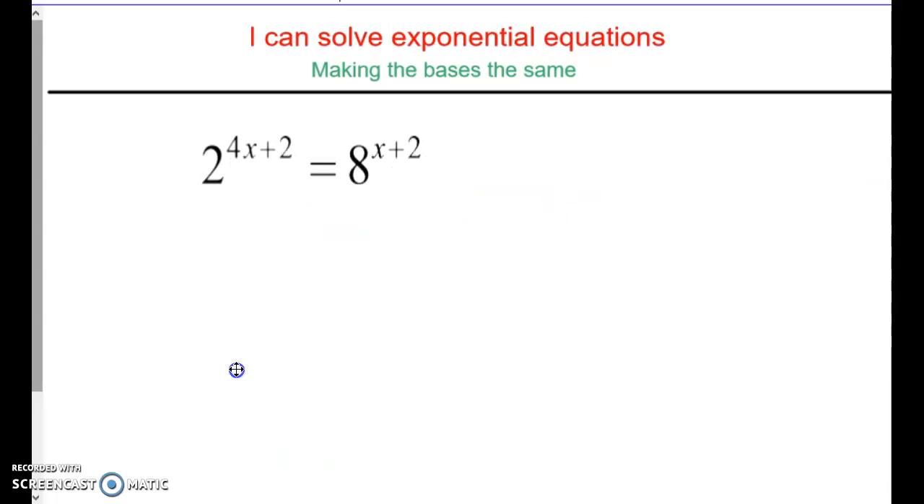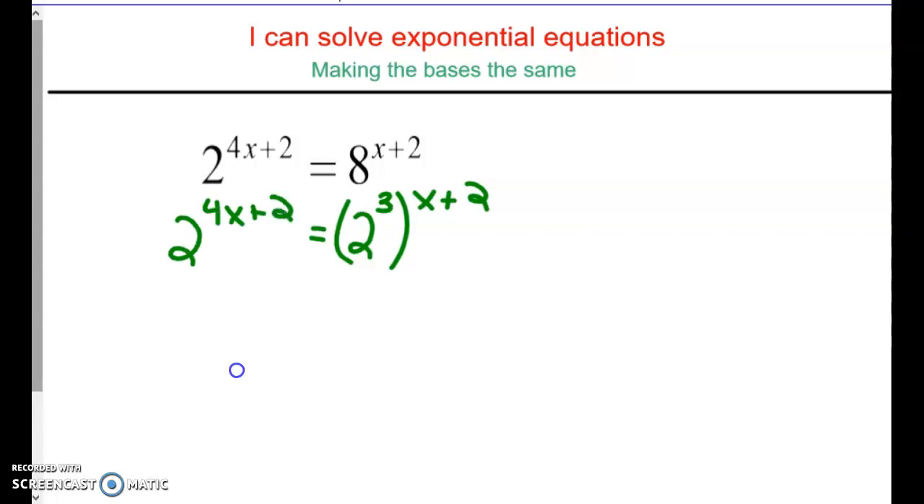So again, I want to come up with a common base. I'm going to look at my smaller number there and see if I can rewrite the other base using that smaller number. So if I have a base of 2 on the left, yes, there is a way I can rewrite 8 with a base of 2, because 2 times 2 times 2 is 8. And once again, now we have bases that are the same.